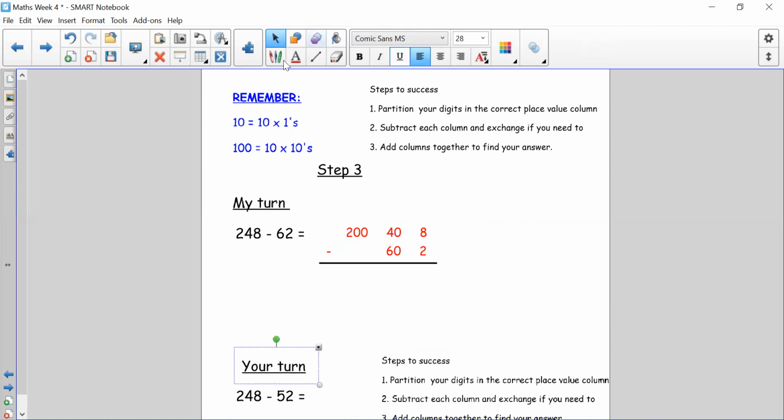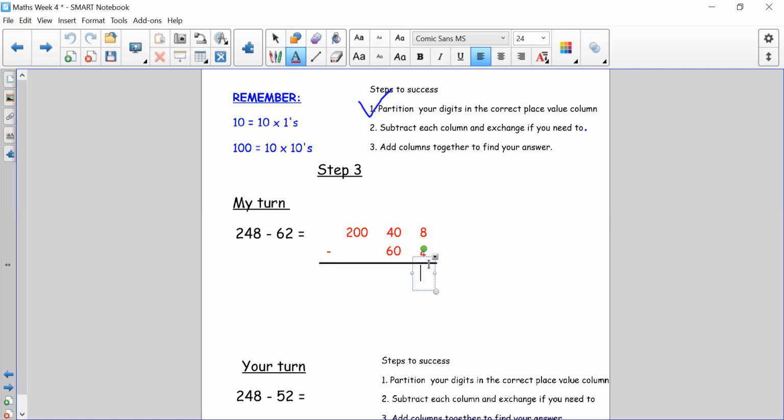Right, okay, so we have partitioned our numbers. Step 2 is subtract each column and exchange if you need to. So let's do this. 8 take away 2. Do we have enough? Yes, we do. We don't need to exchange. So 8 take away 2 is 6.